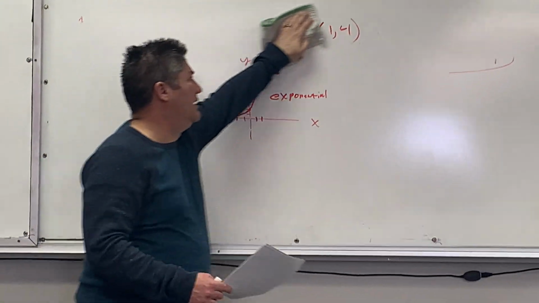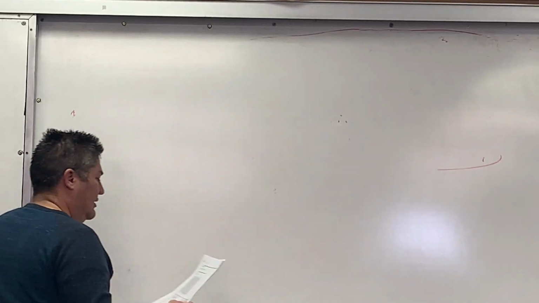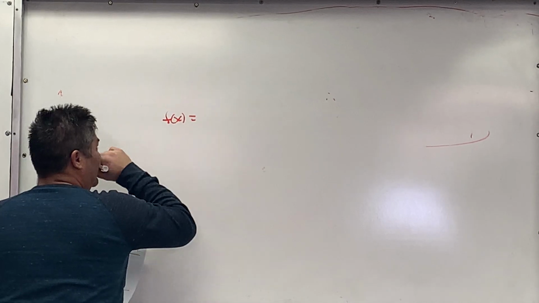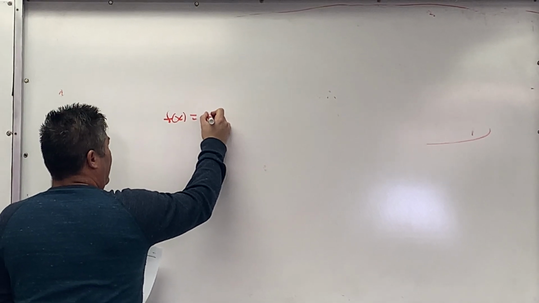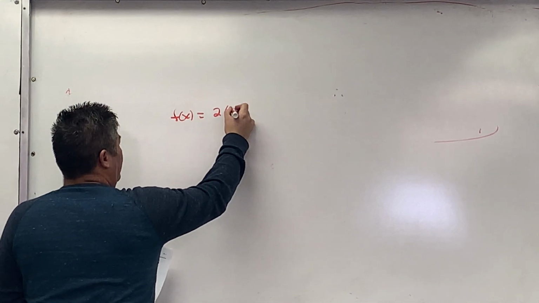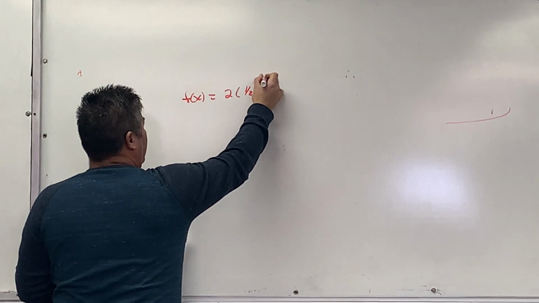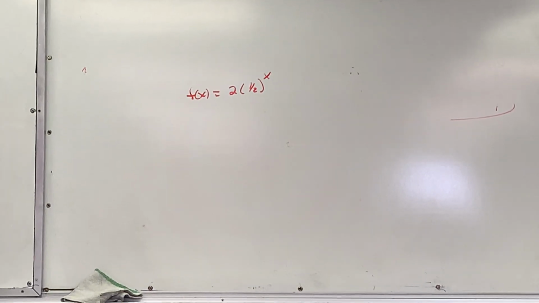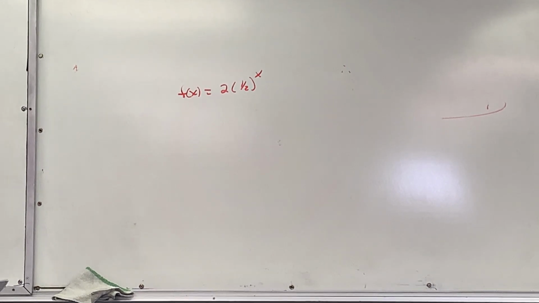Everybody got it? Okay, number 9, another graphing one. Okay, so number 9 looks like this. F of x equals 2 times 1/2 to the x. Okay, how would this graph? Well, if it asked me to graph this on a graph, don't start with the graph.